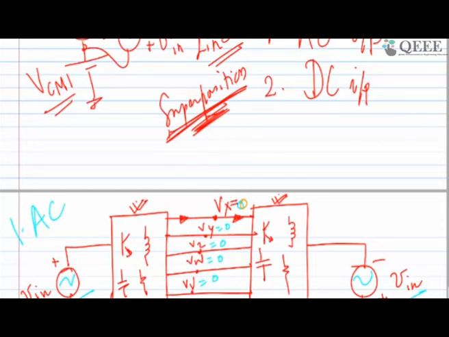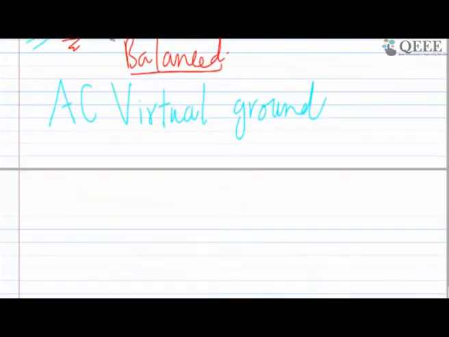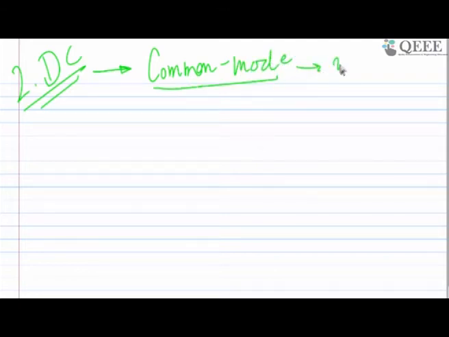The second case is the one where now I am interested in DC. I want to give the DC voltage. What do I mean by DC? Just now we have learned that DC has been given one more name. It's called common mode because it's common to both. Common mode means inputs are the same.